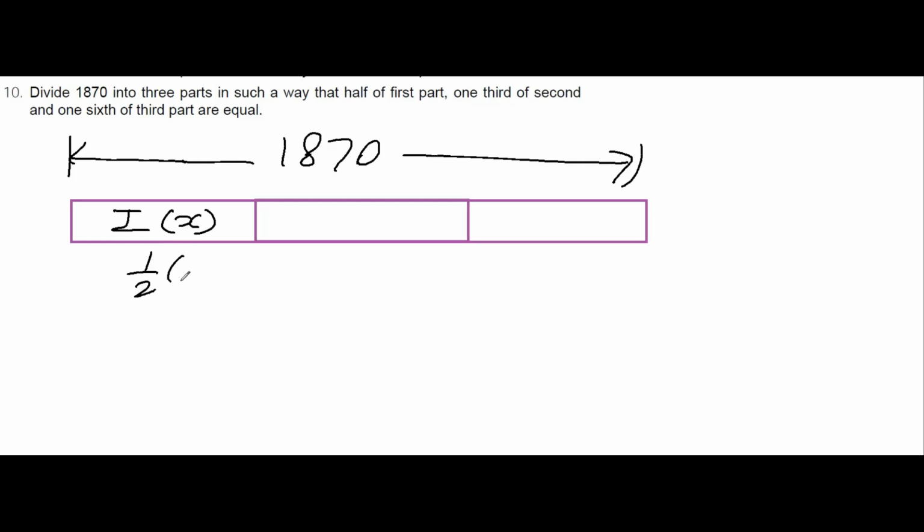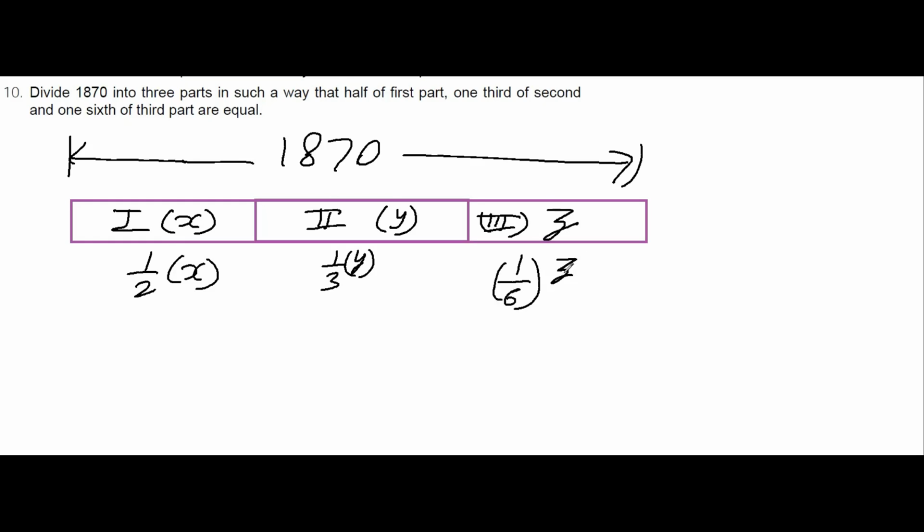So half of the first part, 1/3 of the second part. Let me call the second part Y. 1/3 of second, and 1/6 of third part. Let me call the third part Z. So 1/6 of the third part, which is Z, are equal. So what they mean to say? They mean to say X by 2 is equal to Y by 3 is equal to Z by 6.